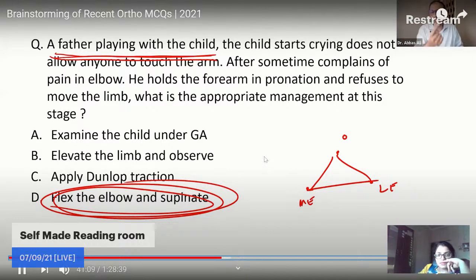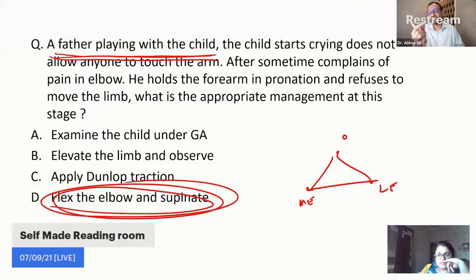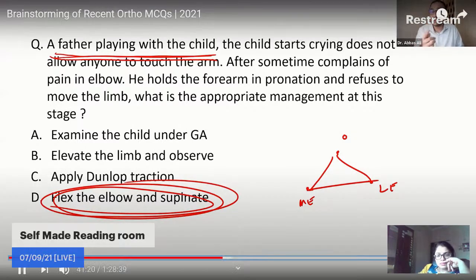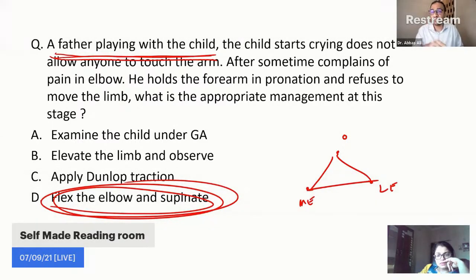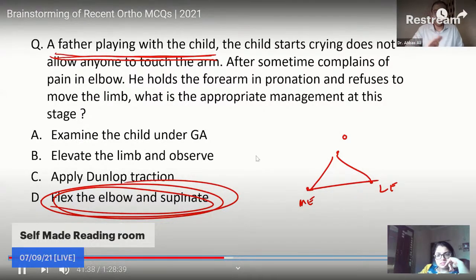What is the most commonly injured nerve in elbow dislocation? Yes, ulnar nerve. Excellent. What is the most commonly injured nerve in supracondylar humerus fracture? Yes, anterior interosseous nerve, which is a branch of which nerve? Median nerve. So anterior interosseous nerve, followed by median nerve, you can say. If both of them are not in the options, then you can mark radial nerve. Okay. Are you guys still with me?